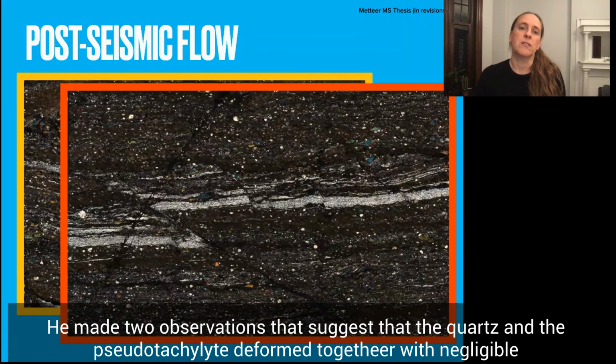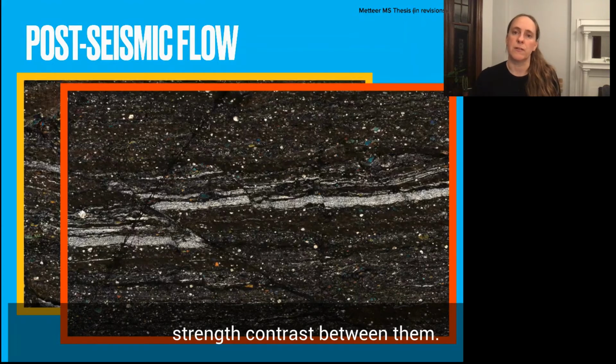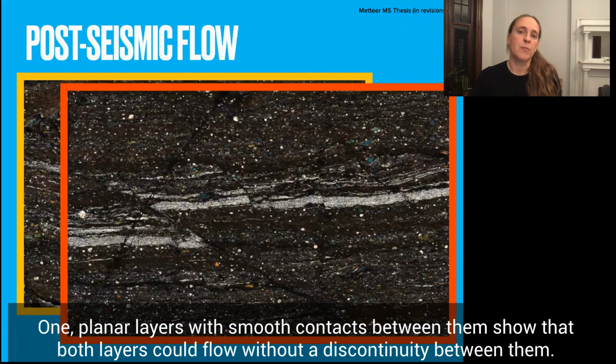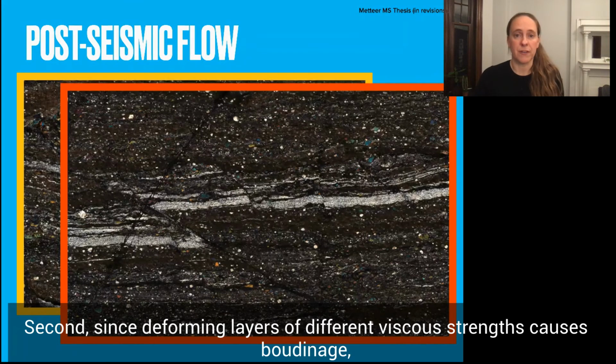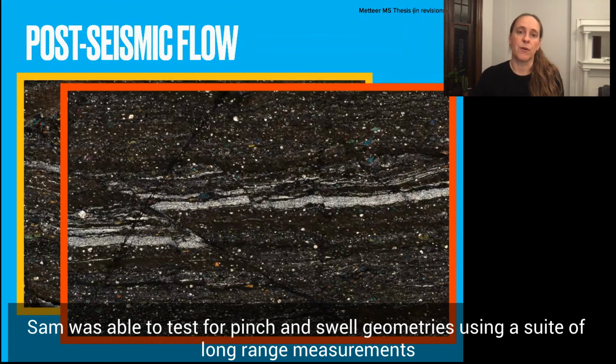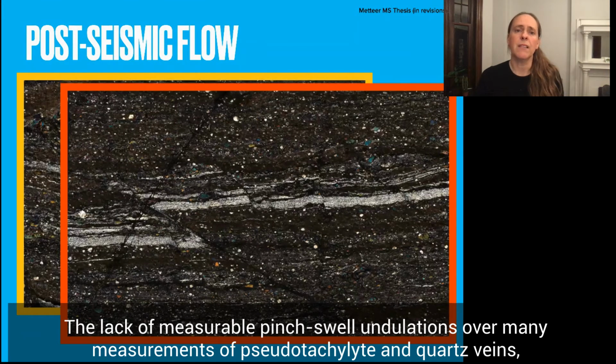He made two observations that suggest that the quartz and pseudotactylite deformed together with negligible strength contrast between them. One, the planar layers with smooth contacts between them show that both layers could flow without a discontinuity between them. Second, since deforming layers of different viscous strengths result in boudinage, Sam was able to test for pinch and swell geometries using a suite of long-range measurements.